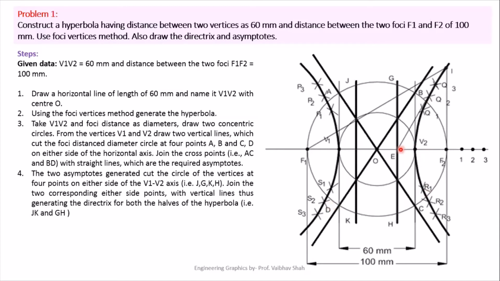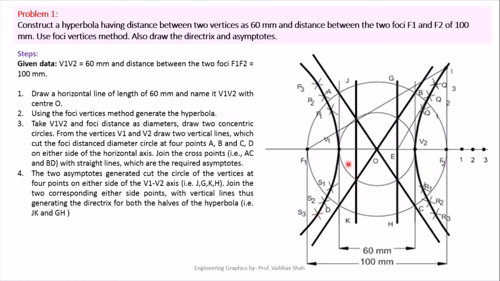Now let us repeat the procedure for the third point. This time take the radius equal to V2 till 3. Put your rounder at center F2 and make one arc just above your F2 and just below your F2. Now take F1 as a center by keeping the same radius of V2 till 3. Cut an arc above this F1 and make an arc below this F1.